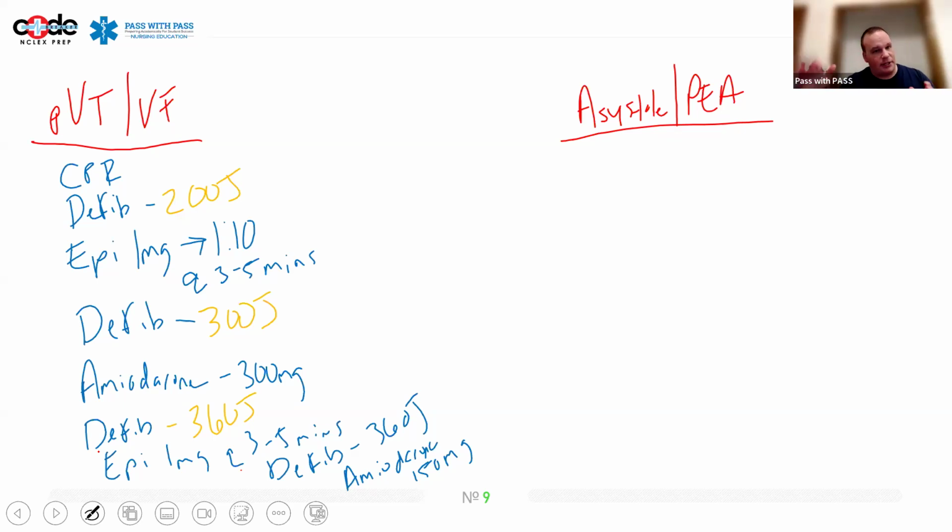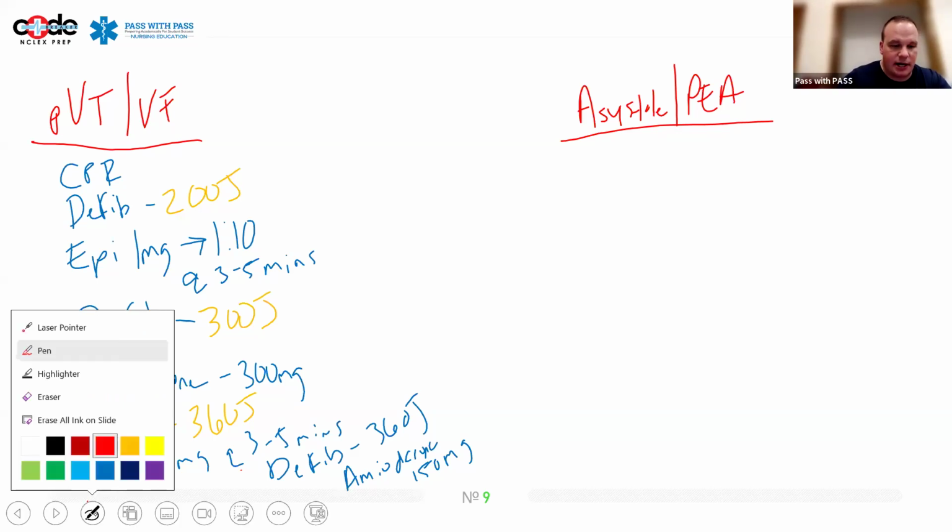So remember, those H's and T's are those what could be some underlying factors or some underlying causes of this that we can start to address in the field. They're not necessarily going to fix the cardiac arrest, but if I do get ROSC back, it may put the patient in a more favorable environment in the big picture. But any questions on that before I jump over to asystole PEA? It's fine if there's not. I just don't want to move too fast on you.